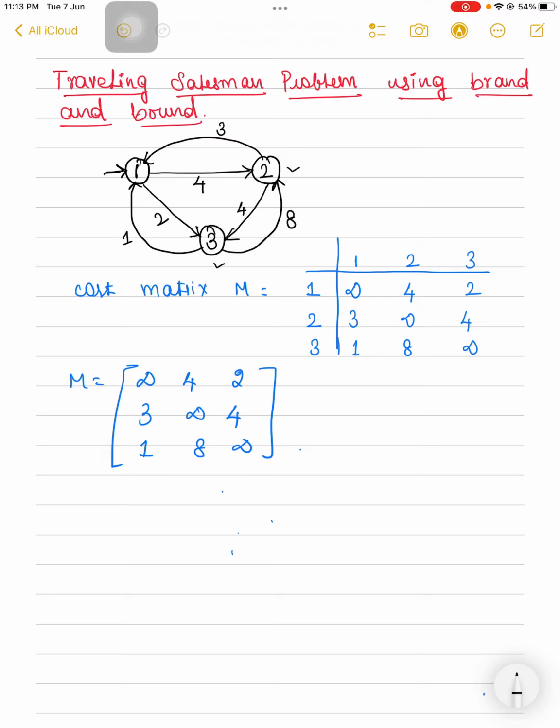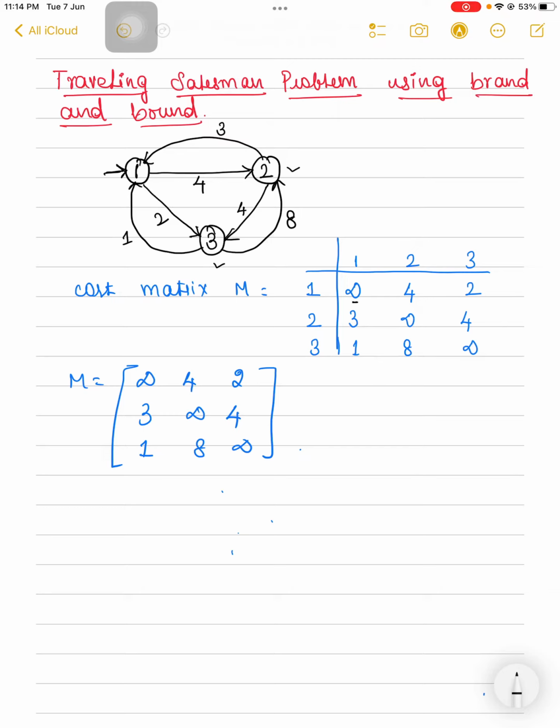The very first step is we have to make the cost matrix M. In the cost matrix we'll be just registering the cost of each and every edge between the vertices. So totally there are 3 vertices, 1, 2, 3. When there is no edge present, we are supposed to write infinity. So from vertex 1 to 1 there is no edge present, so we have written infinity here. From vertex 1 to 2 there is an edge with the cost value 4, so we have written 4 here. And from vertex 1 to vertex 3 there is an edge present with the cost value 2.